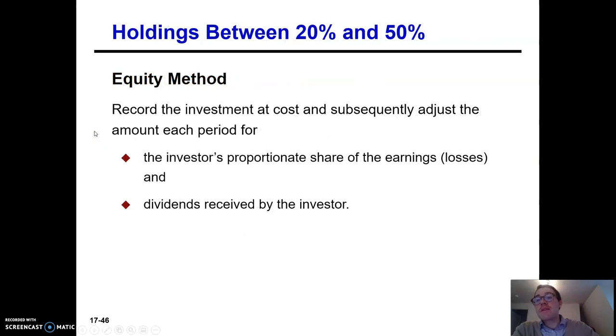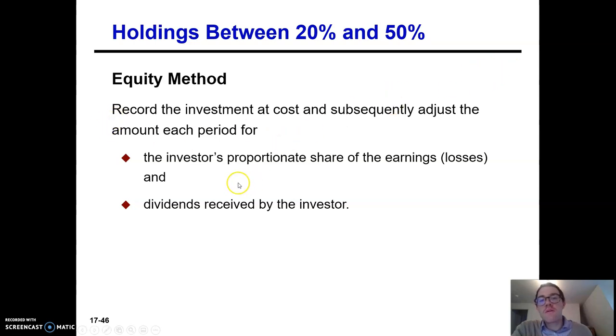So what do we do with equity method? We record the investment at cost, as always, no matter the method. But then we're going to adjust the cost every period for our proportional share of the earnings or losses of the company we're investing in, and any dividends we receive from the company.